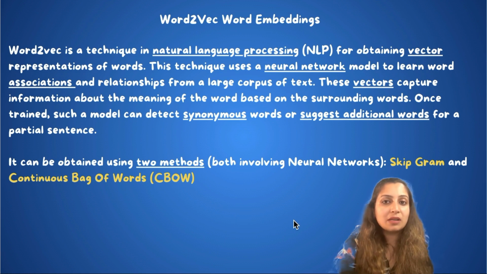Once a trained model is deployed, such a model can detect synonymous words or suggest additional words for a partial sentence to complete that sentence. So, the Word2Vec technique is broadly broken down into two methods. One is continuous bag of words or CBOW, and the other is skipgram.